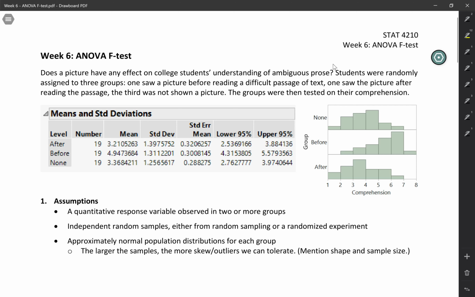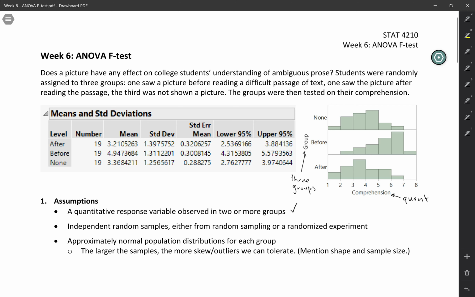This is a theory-based test, so we want to start off by checking the assumptions. The first assumption that's listed here is really just to check and make sure we're doing the right type of test. So an ANOVA F-test is when you have a quantitative response variable observed in two or more groups. So we do have a quantitative response. The comprehension scores are quantitative. And then we have three different groups that we're comparing. These are groups from an experiment. And so an ANOVA F-test is appropriate for this type of data.